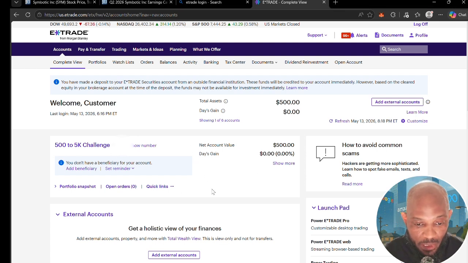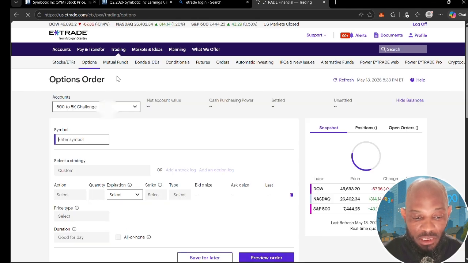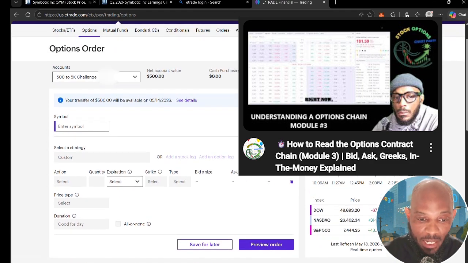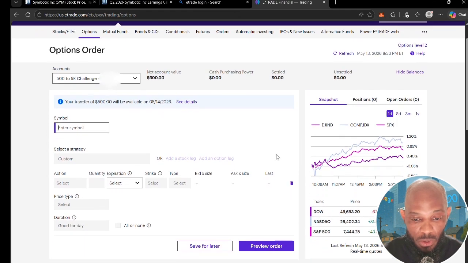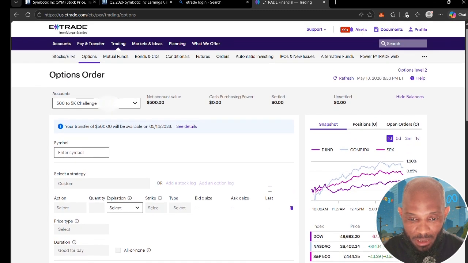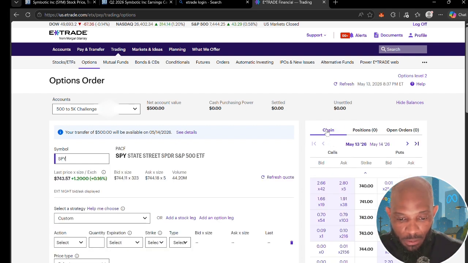This is E-Trade. All the brokerages are slightly different in user interface, but you go to trading here on E-Trade, go to options, and we want to see the options chain. If you do not know what that is, make sure you go check out the options chain. That's where you go to buy your contract. I just opened this account for the new challenge, $500 to 5K challenge. We have the options chain over here.